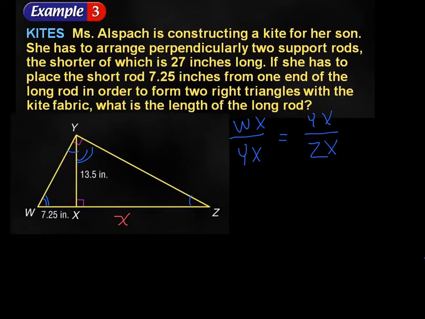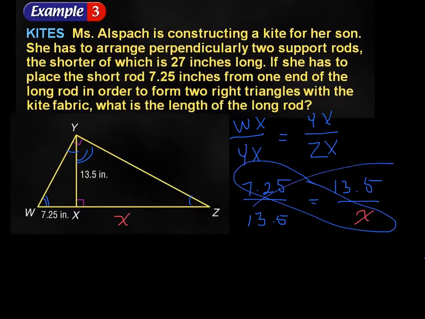Okay, so the proportion we can set up: WX, which is the 2 arc angle to right angle, is to YX, which is the 1 arc angle to right angle, as YX, which is the 2 arc angle to right angle, is to ZX. And ZX had the 1 arc marked angle to the right angle. So once we have that set up, we can just plug in and do our cross products.